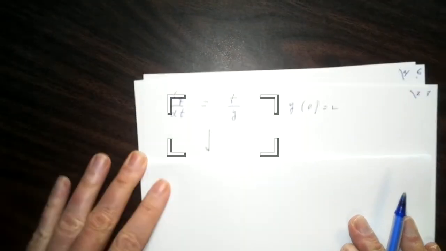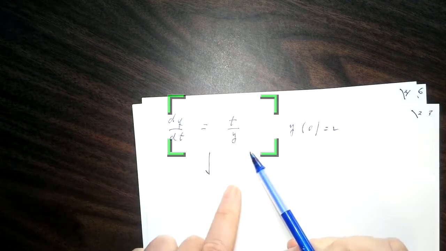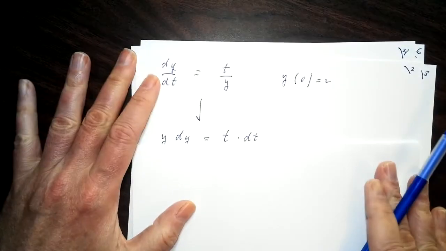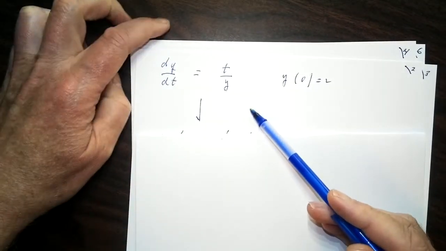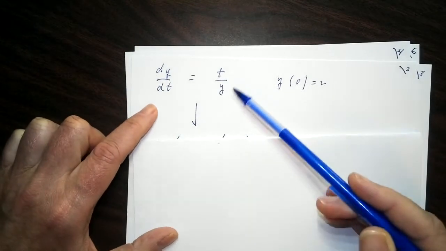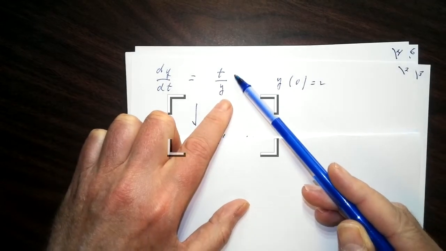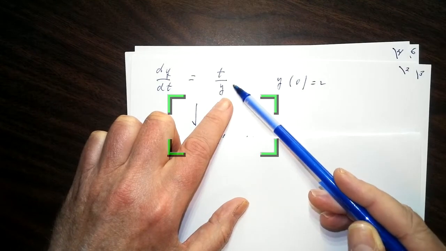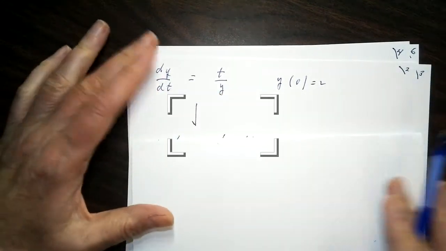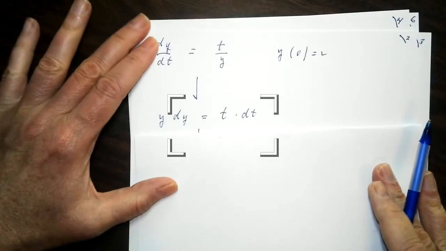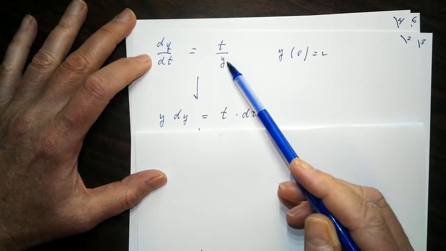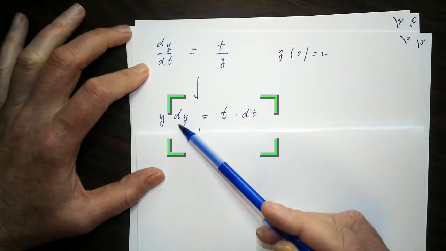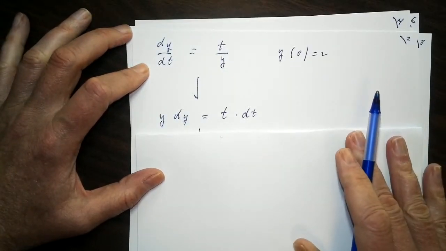So let's go back to the first one on the list. dy dt equals t over y. This is separable. And let's prescribe that y of 0 is 2. And we're going to solve this using the method of separation of variables. So the big idea is that because we can rewrite the right-hand side as a function of y times a function of t, we can separate things and get all the y terms on one side of the equal sign and all the t terms on the other side. If I cross multiply here, I get y dy equals t dt.